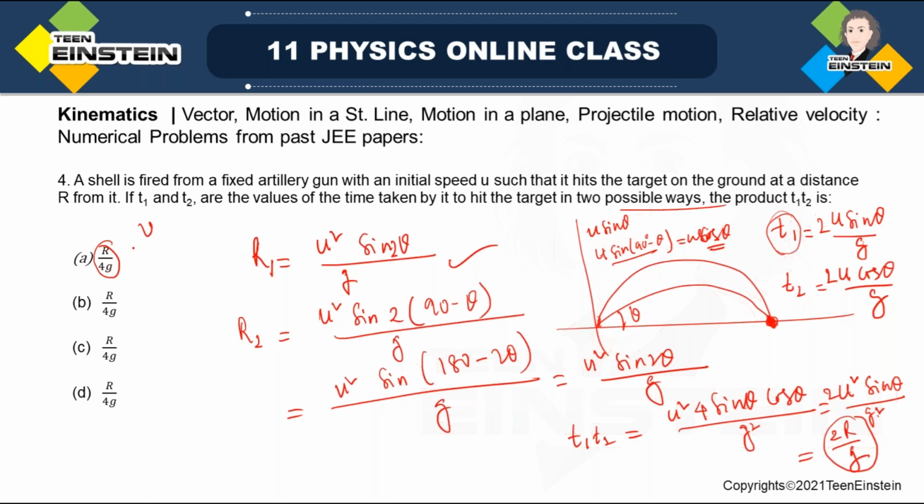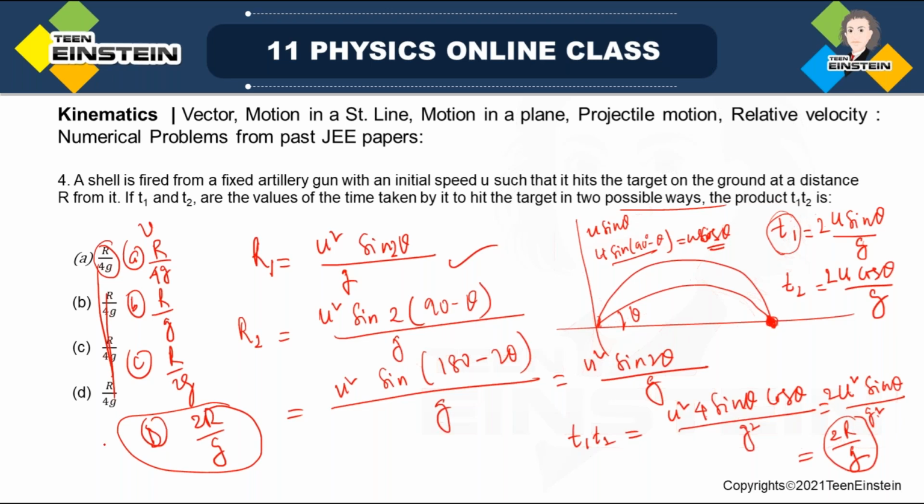What are the options? First option was r by 4g. Second option was r by g. Option C is r by 2g, and option D is 2r by g. So see, this option is the correct answer for this question. The earlier ones were not correct because somehow they were copy pasted. So the options are r by 4g, r by g, r by 2g, 2r by g.